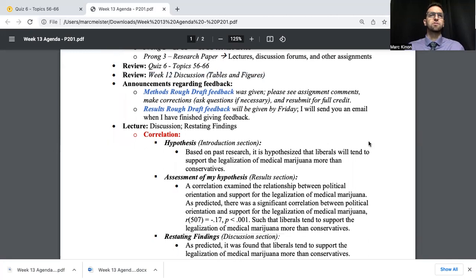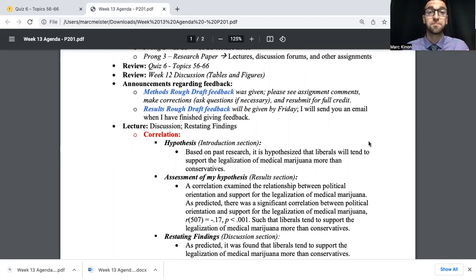So I gave you methods rough draft feedback. Definitely see your assignment comments and feel free to email me if something's unclear. I've already assisted a few students. The big thing is look at your hypotheses, figure out what variables are in your hypotheses. You need a measures paragraph for each variable in your hypotheses. I'll give you a great example.